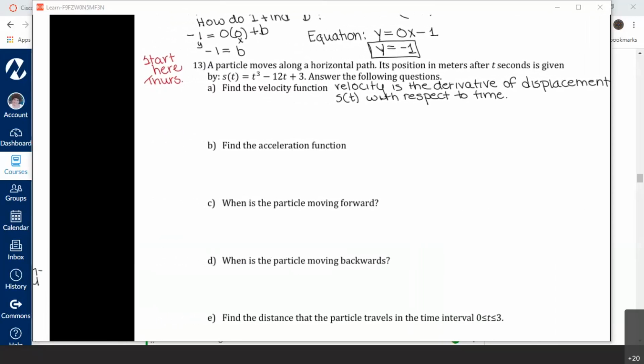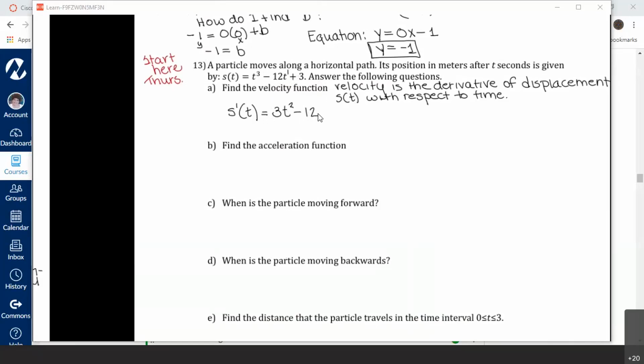So that's just simple because, again, my displacement function is a cubic. So when I take the derivative of it, I'm just going to use the power rule over and over again. That's going to give me 3t squared minus 12. Okay, and I just used the power rule over and over. Bring down the 3, drop the exponent by 1. Okay, pull away the 12, bring down the 1 that's on t.